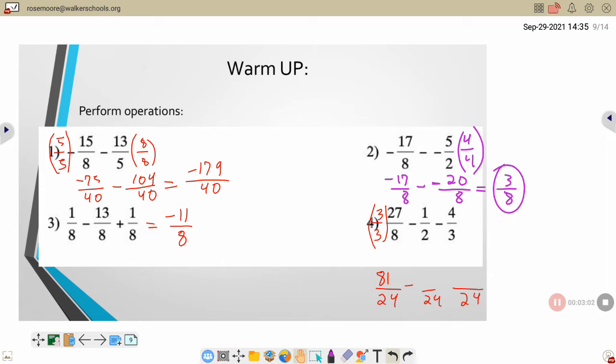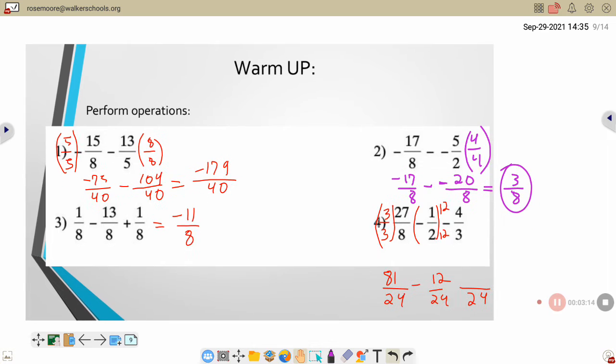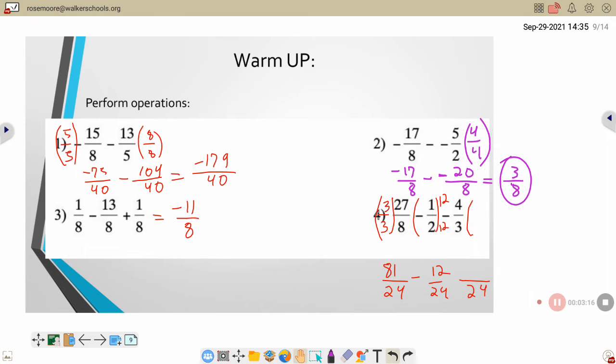All right, to get 1/2 to have a denominator of 24, I'm going to multiply by 12. So I'll have minus 12 over 24. And our last one, I'm going to multiply this one by 8. Okay, so negative 4 times 8 should be negative 32, and 3 times 8 is 24. So I now have 81 minus 12 minus 32, which is 37 over 24 as my final answer. Okay, just a good review of adding and subtracting fractions there.